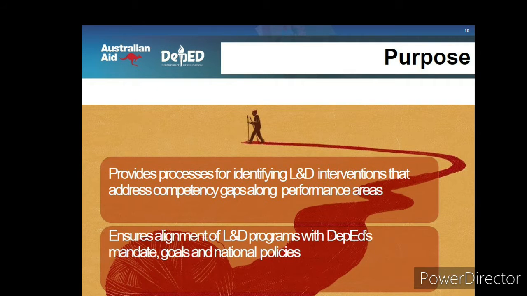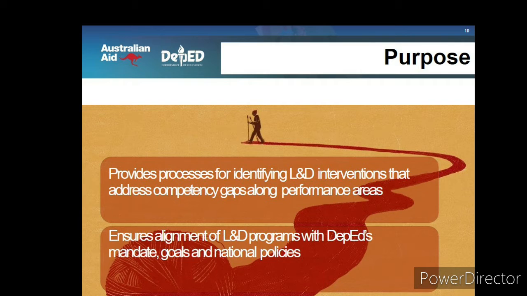Purpose of learning and development planning. Number 1, it provides processes for identifying learning and development interventions that address competency gaps along performance areas. Number 2, it ensures alignment of learning and development programs with DepEd's mandate, goals, and national policies. In short, the purpose of learning and development is to align individual employees' goals and performance with the organization's overall mission. With this, there are 2 outputs that are produced from the subsystem.